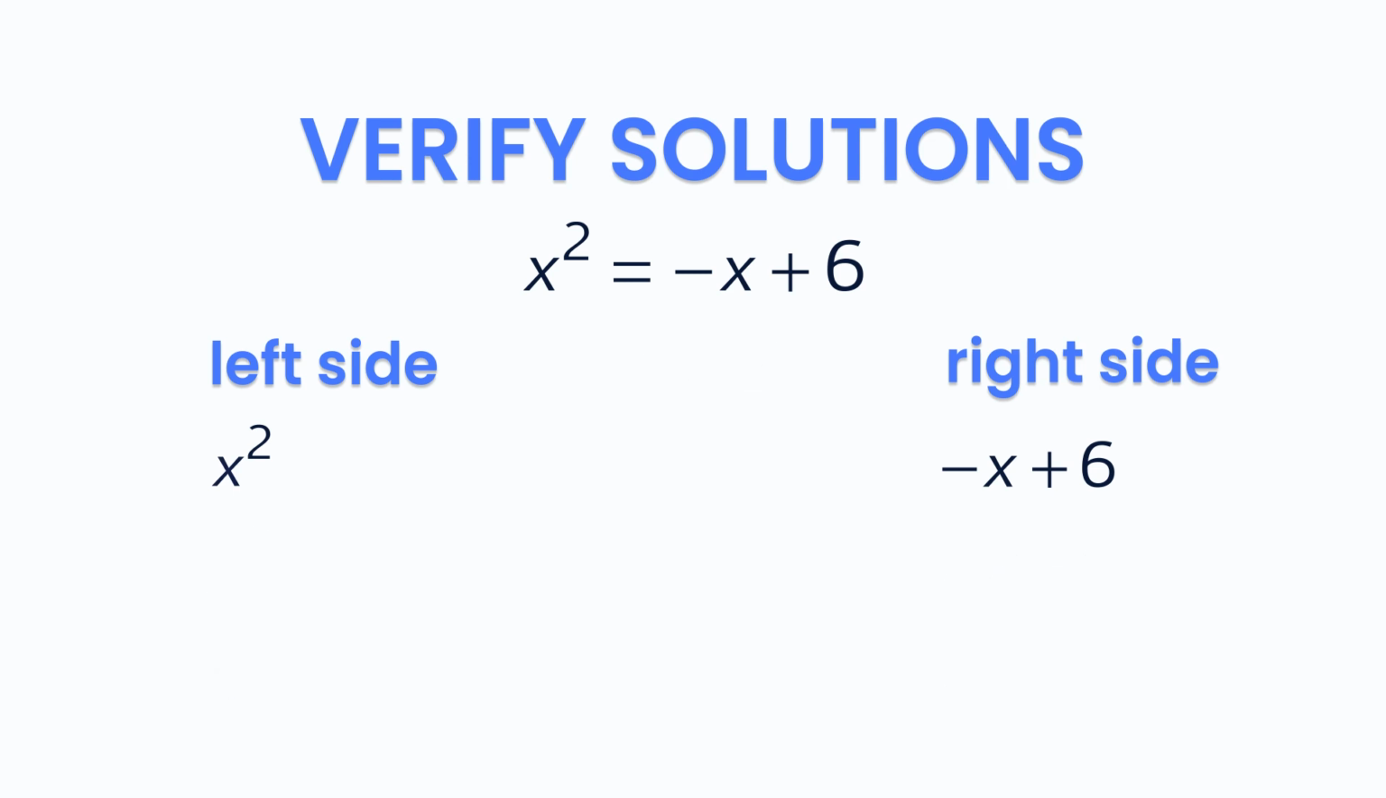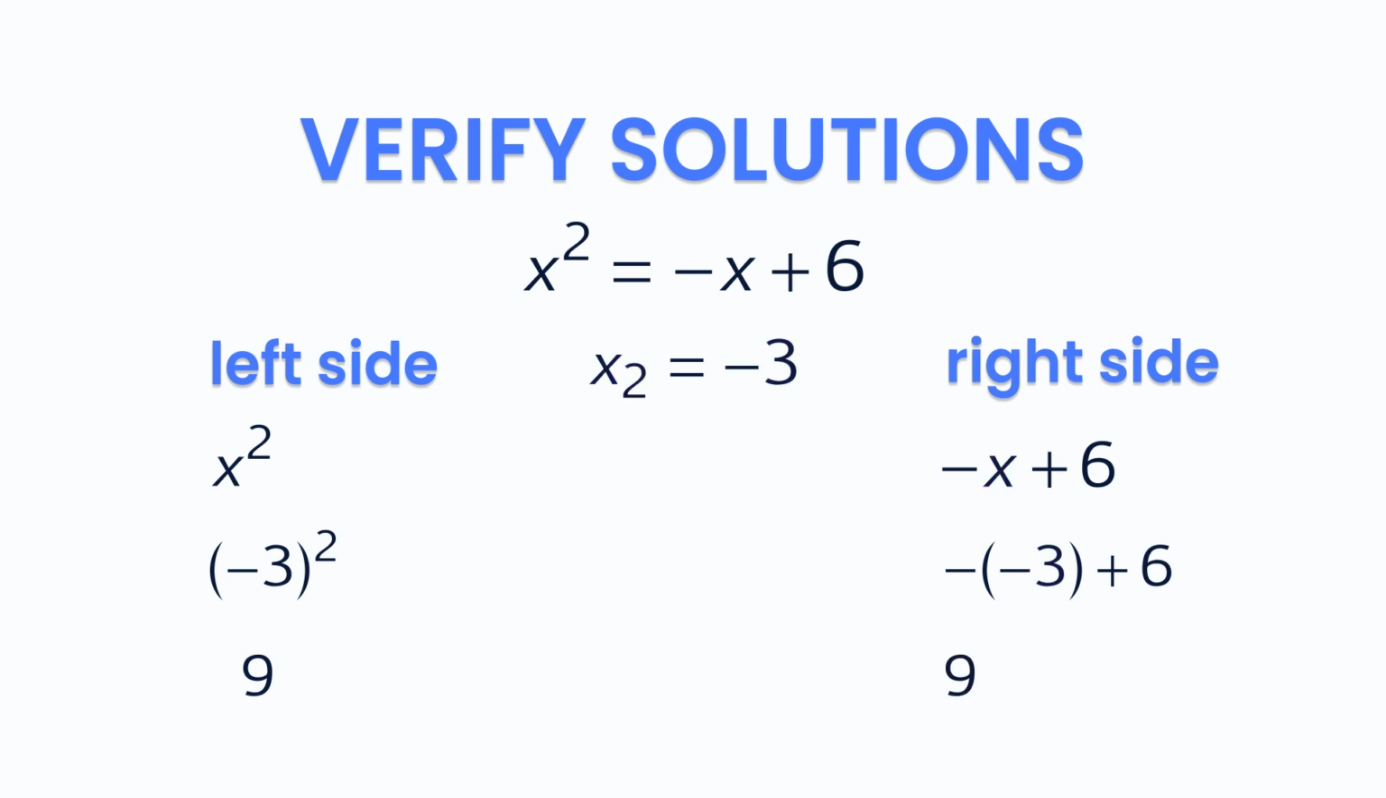Now let's check x2 equals minus 3. Inserted into the left-hand side, you get minus 3 squared, which is 9. On the right-hand side is minus negative 3 plus 6, which is 9. The left-hand side equals the right-hand side, so minus 3 is also a correct answer.